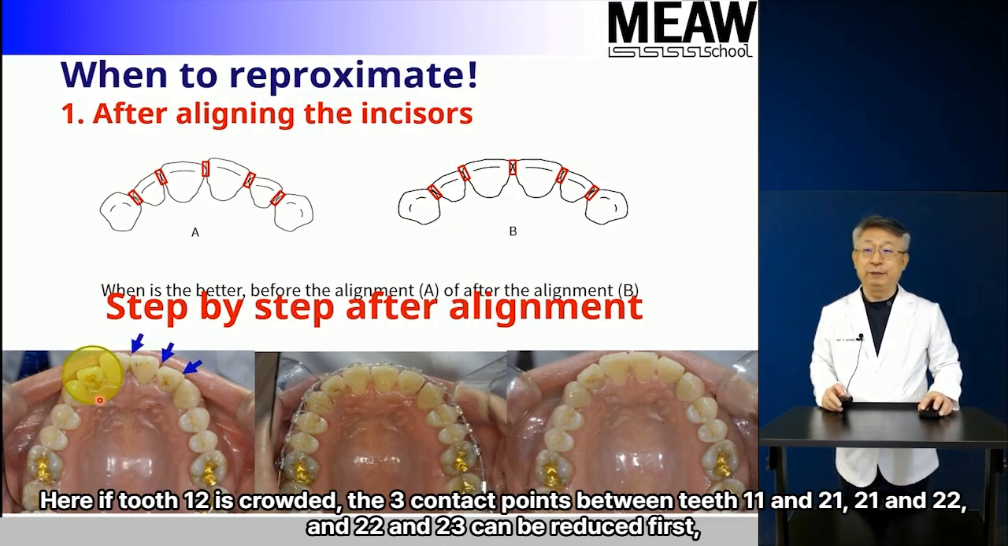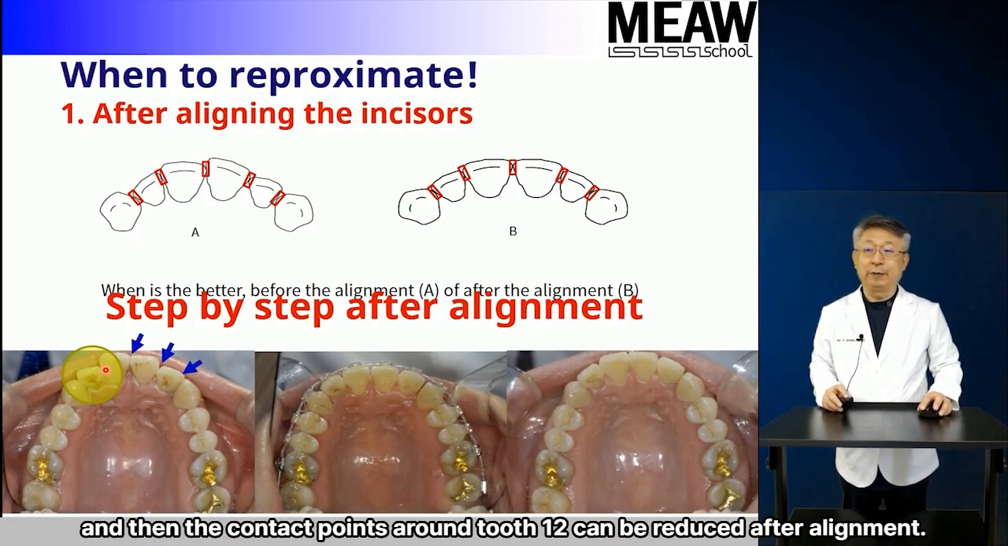Here, if tooth 12 is crowded, the 3 contact points between teeth 11 and 21, 21 and 22, and 22 and 23 can be reduced first. And then the contact points around tooth 12 can be reduced after alignment.